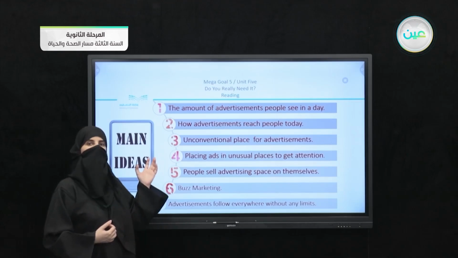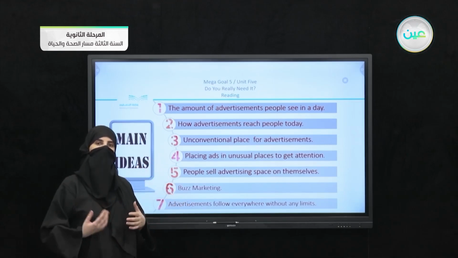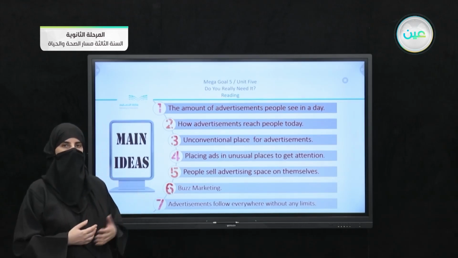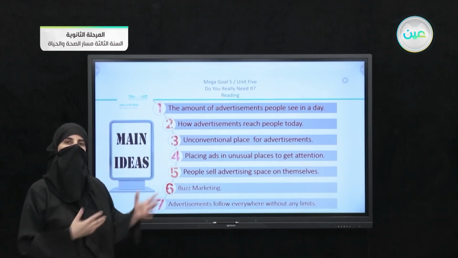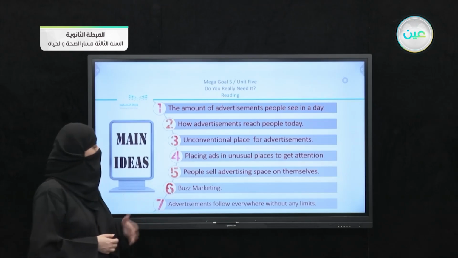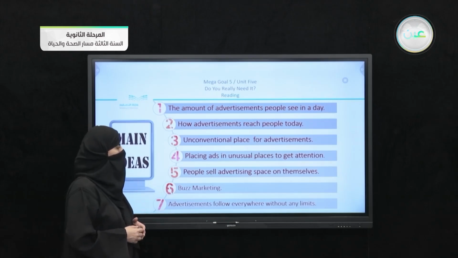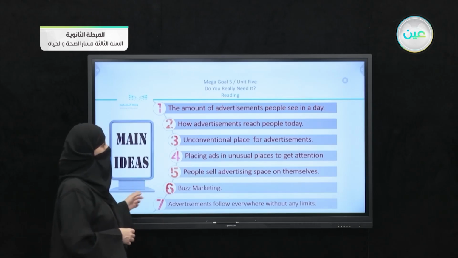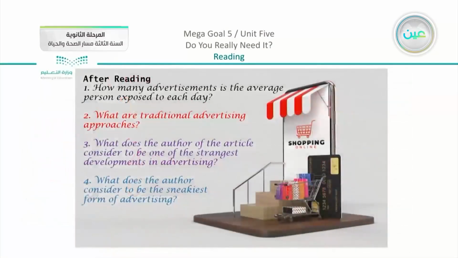Now you can see that we have a lot of details here about different methods or ways used for advertising. And we closed with the last part, which is advertisements follow everywhere without any limits. So we have the ideas completely for the reading passage in the book. You do have your questions. Now we have the after-reading questions in the book.